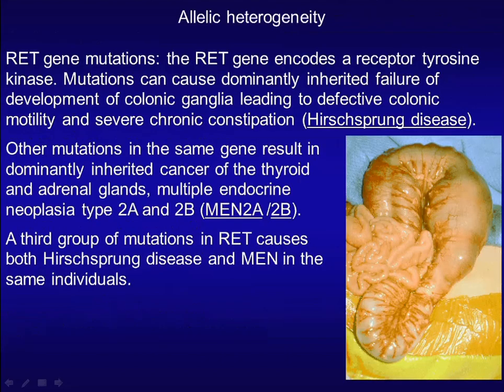The second example is the RET gene. Some mutations in the RET gene cause Hirschsprung's disease, as shown here. Other mutations in the same gene cause MEN2A and MEN2B. They stand for multiple endocrine neoplasia type 2A and 2B. A third group of mutations in the RET gene causes both Hirschsprung disease and MEN2A and MEN2B.